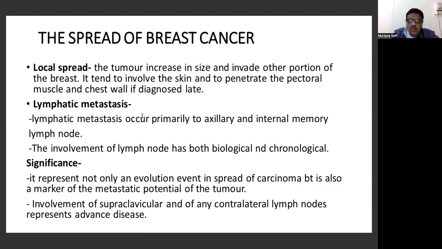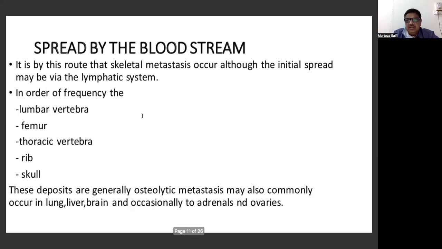Involvement of supraclavicular and contralateral lymph nodes represents advanced disease. Spread by bloodstream to the skeleton, skeletal muscles occurs, although the initial spread may be via the lymphatic system. In order of frequency: the lumbar vertebra, femur, thoracic vertebra, rib, and skull.